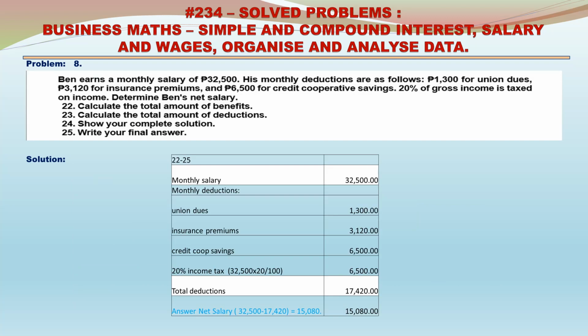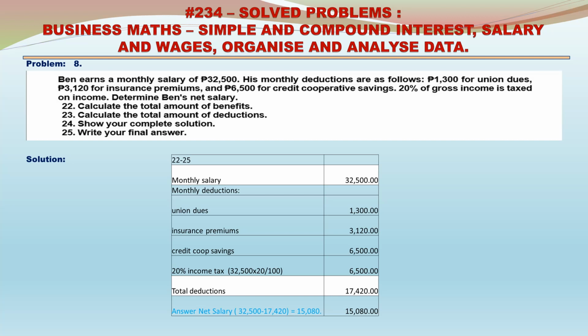Problem 8. Ben earns a monthly salary of 32,500. His monthly deductions are as follows. 1,300 for union dues, 3,120 for insurance premiums, and 6,500 for credit cooperative savings. 20% of gross income is taxed on income.